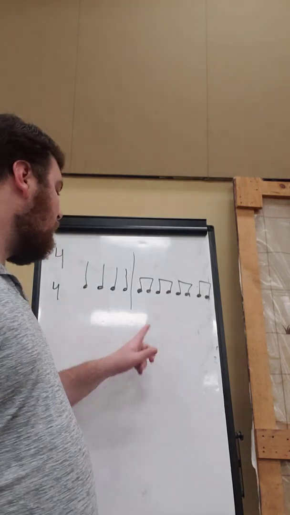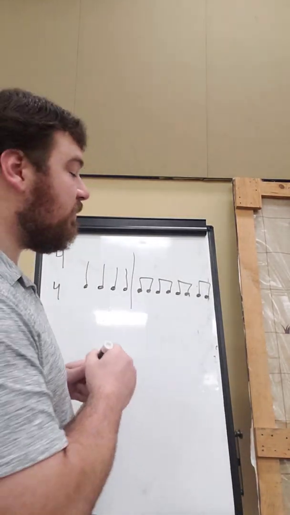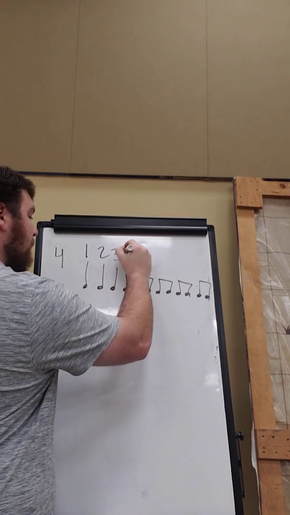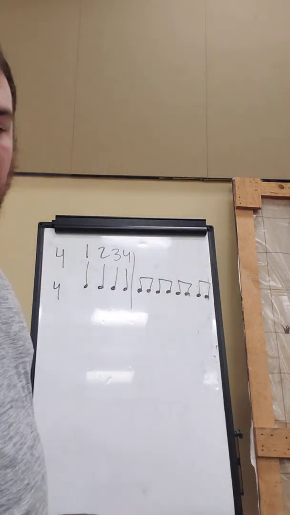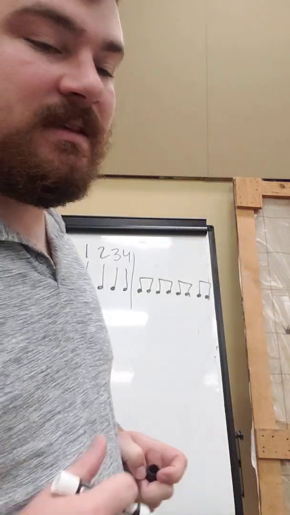So if we look at this first measure, obviously we got 4/4 time. We got 4 quarter notes, and we get a big 1, a big 2, a big 3, a big 4. Now the eighth notes in the grouping, the first eighth note in each group will always get the number. Remember that the first eighth note in each group will always get the number.